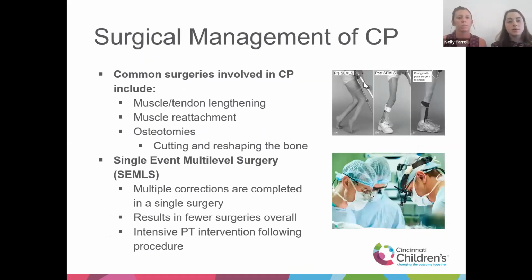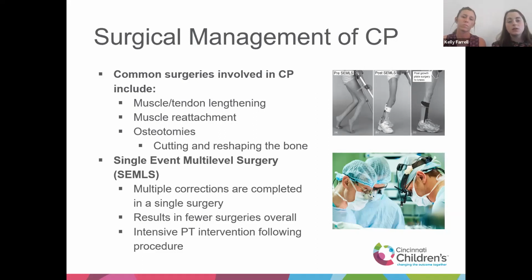Other surgeries that we sometimes see in cerebral palsy include muscle tendon lengthening, muscle reattachment, and osteotomies, which is cutting and reshaping the bone. This usually is done because of some of those postural abnormalities we see in kids. Sometimes the muscles behind their knee can be tight. Sometimes the muscles in front of their hip can be tight. That can affect their function and posture.